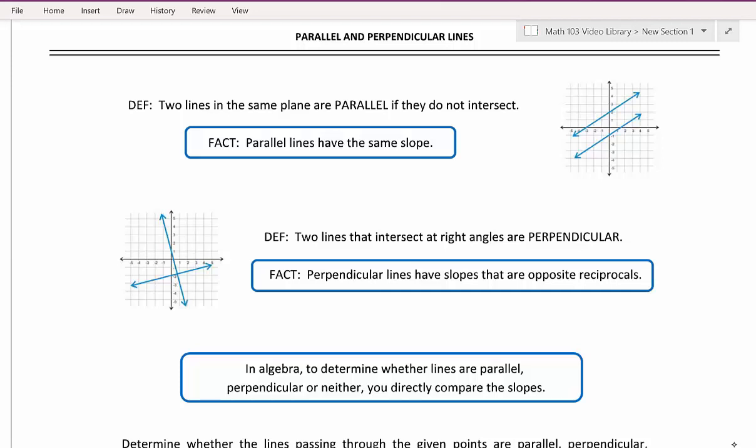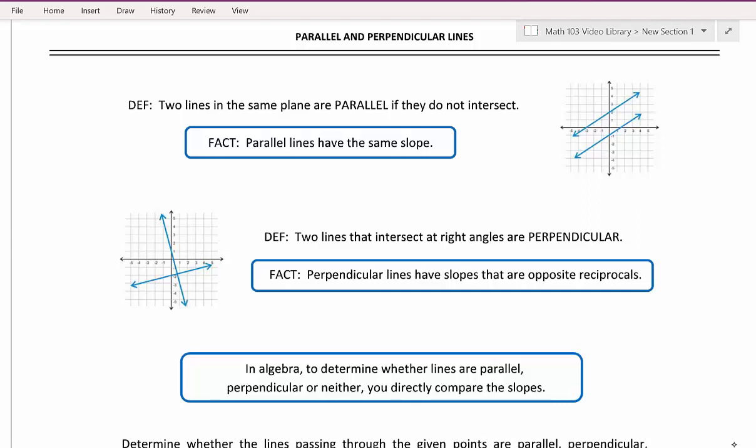This video discusses parallel and perpendicular lines. Two lines in the same plane are parallel if they do not intersect. It is a fact that parallel lines have the same slope. This is how they don't intersect. They're either increasing or decreasing at exactly the same rate.